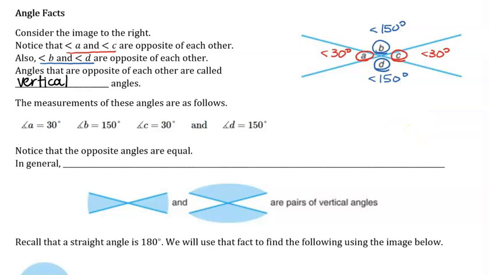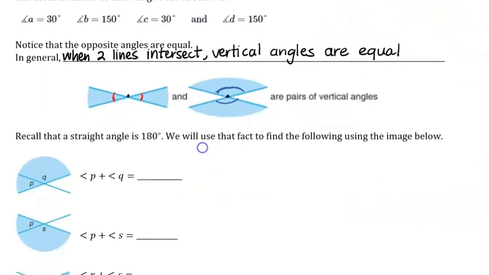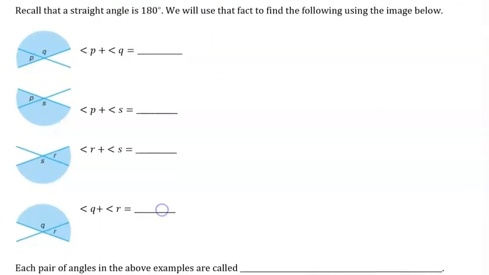In general, when two lines meet, so to put that formally, I'm going to write: when two lines intersect, vertical angles are equal. So anytime we have two lines that intersect, the pairs of vertical angles are equal. So in this example here, this angle is equal to that angle, and this angle is equal to this angle. Vertical angles are equal.